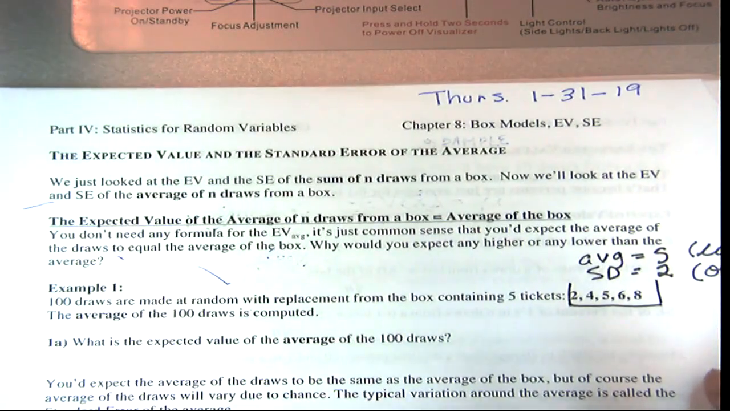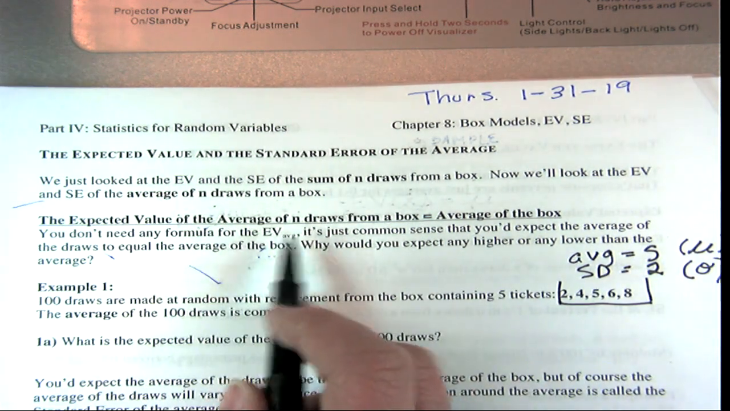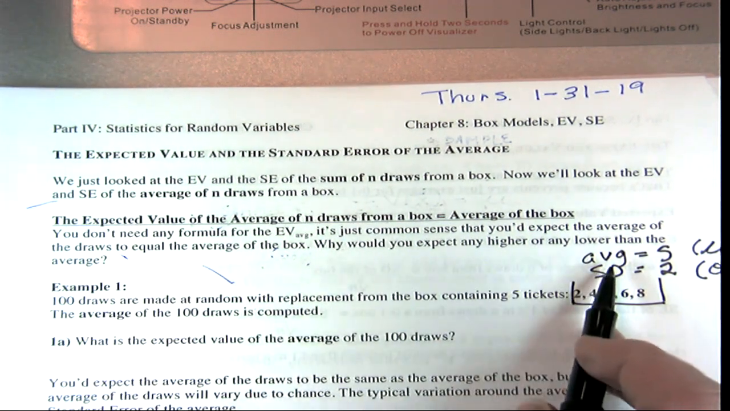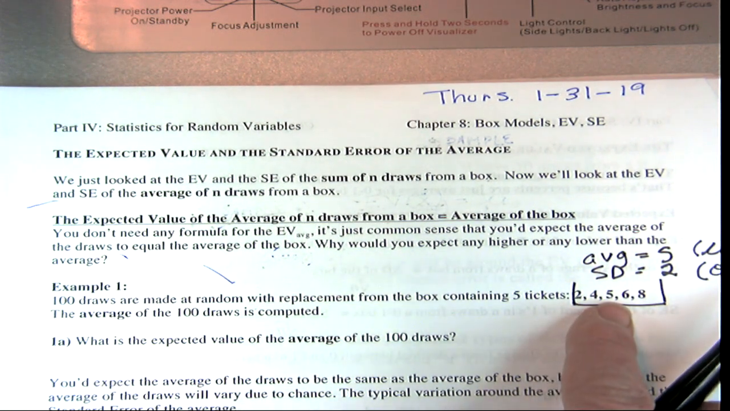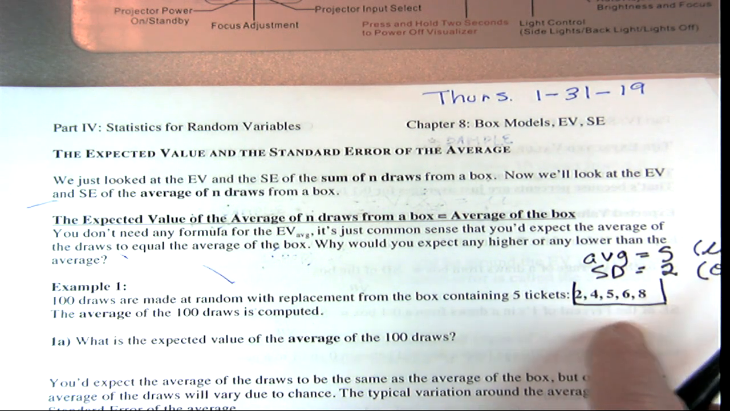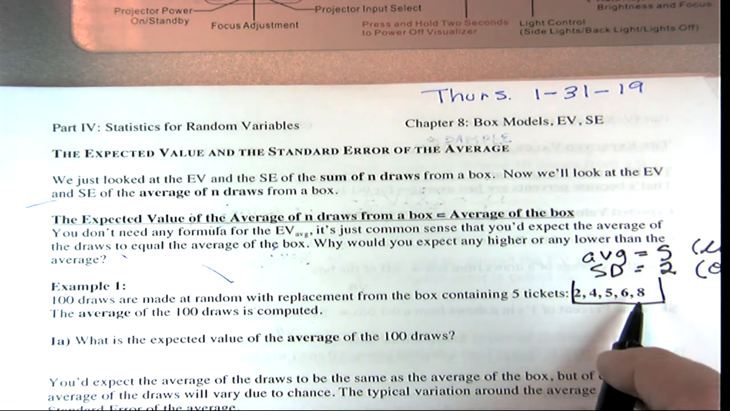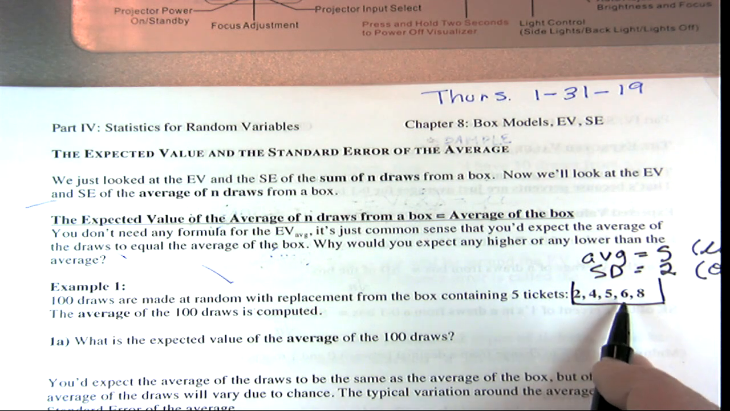Now we're going to look at the expected value for the average of our draws. Not for the sum, but for the average. So if we drew out of here 100 times, with replacement, because there's only 5 tickets, we have to replace it, but we wrote down all those 100 numbers, and we took the average of those 100 numbers, wouldn't you expect it to be very close to the average of the box? Wouldn't you expect like an even distribution of 2s, 4s, 5s, 6s, and 8s?